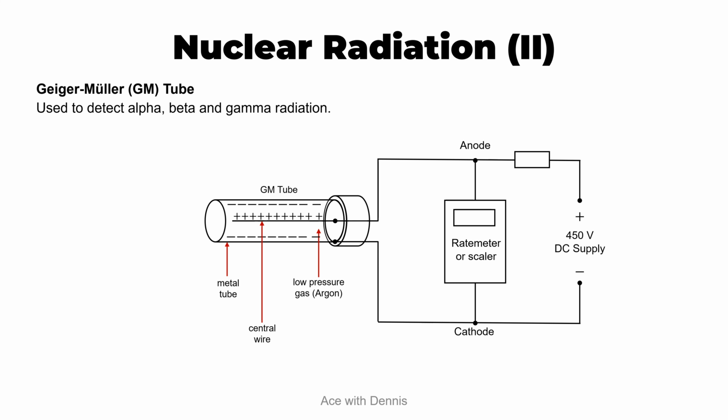The rate meter or scaler is connected here to count the number of radiations detected. At this end of the metal tube is a thin mica window where the radioactive radiations enter the GM tube.